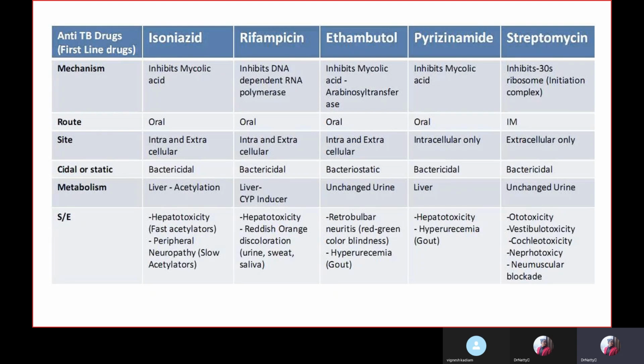Now coming to the side effects. Isoniazid has hepatotoxicity and peripheral neuropathy. Rifampicin has hepatotoxicity and reddish orange discoloration of urine. Very important point, it is a classical feature for rifampicin. For ethambutol, the side effects are retrobulbar neuritis and hyperuricemia. Then for pyrazinamide, again you have gout and hepatotoxicity. Streptomycin, very important: the patient will have ototoxicity, vestibular toxicity, cochlear toxicity, which means the patient has tinnitus. Then there is nephrotoxicity.